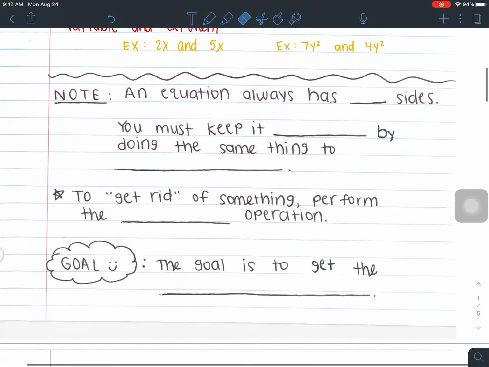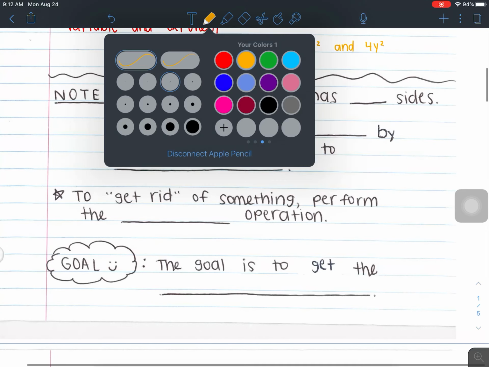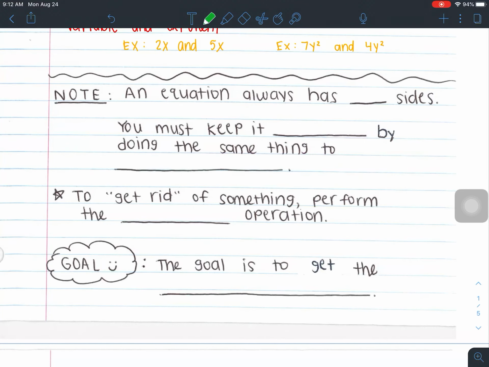All right, so that's some vocabulary for us. And then we're going to talk about what it means to solve. So an equation always has 2 sides. So when you're solving for something, there's always 2 sides. So you think of it like a scale, okay? You have to keep it balanced. You must always keep it balanced. And in order to keep it balanced, you do the same thing to both sides.